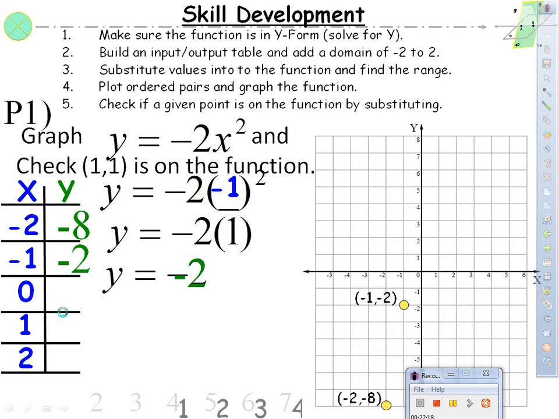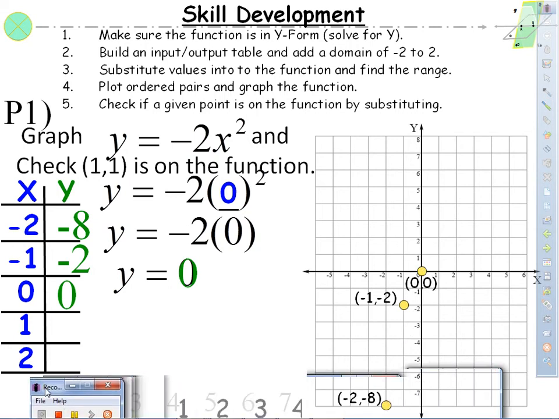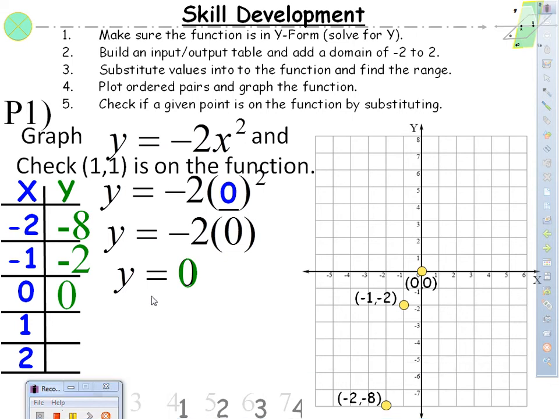Next one, 0. What is 0 squared? 0. 0 times negative 2, 0. And that's our point of origin. There it is. Label it. Are we there so far? Let me move this to this side. Okay. Next one. 1 goes in there.